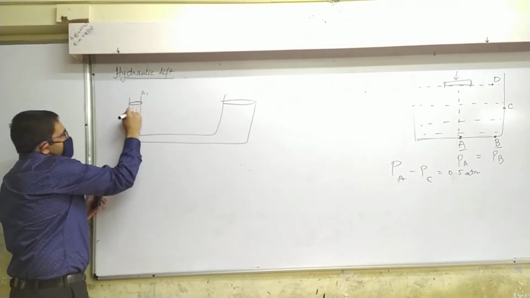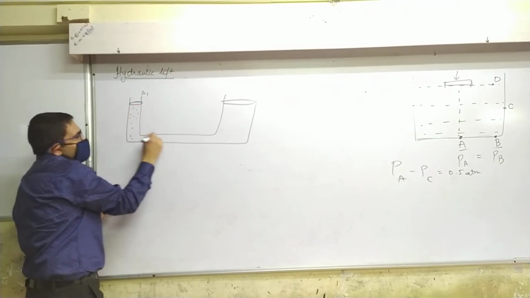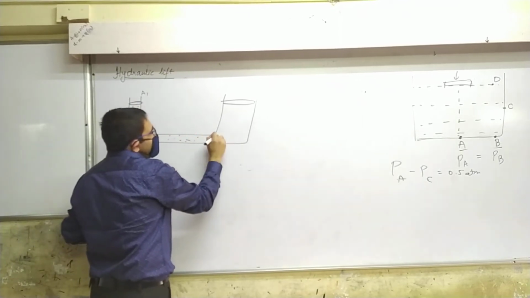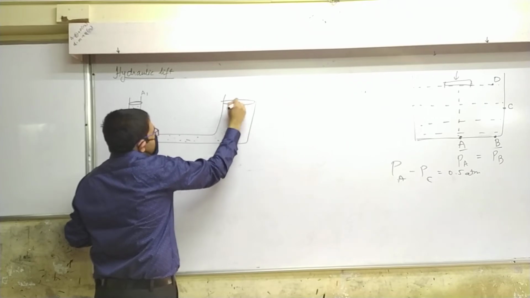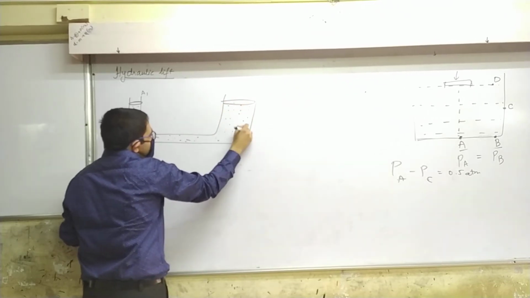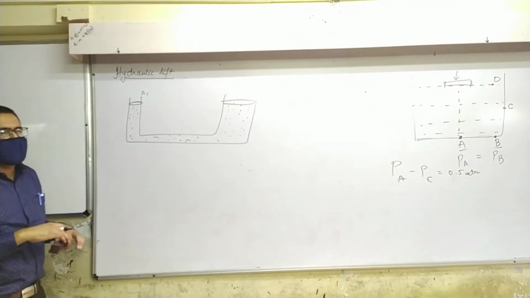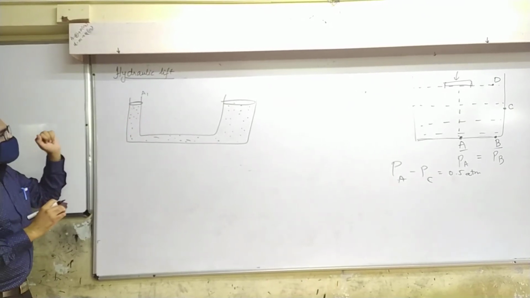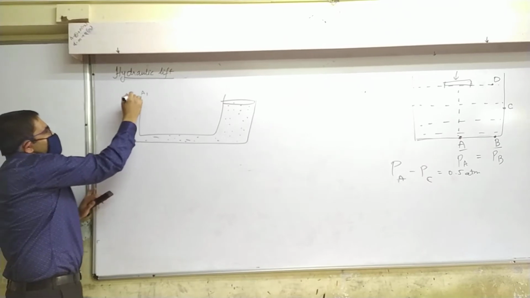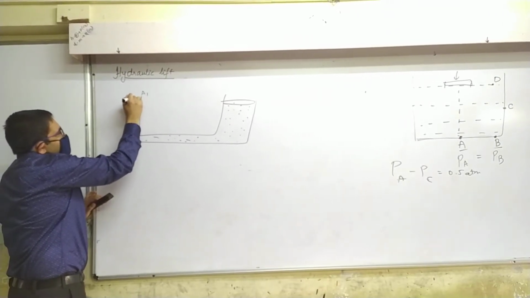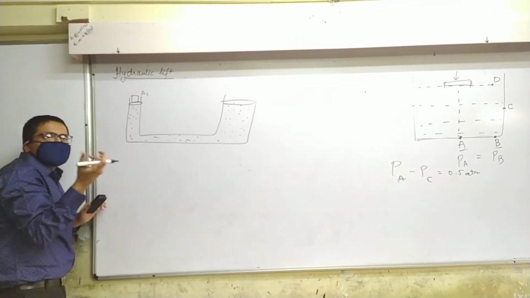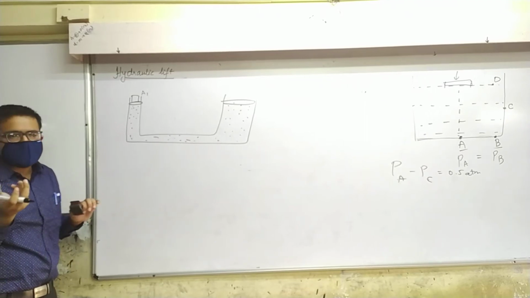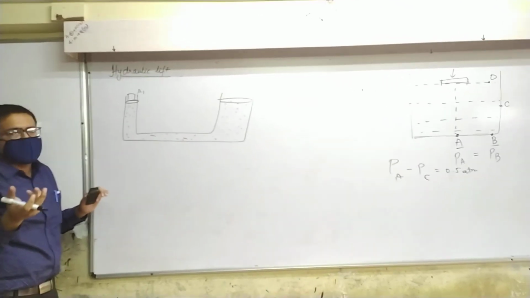And let's say this is all filled up with some fluid, generally oil. In hydraulic machines, typically it is some kind of oil. Now let's see what's going to happen. Suppose you put some object here and it has some weight.